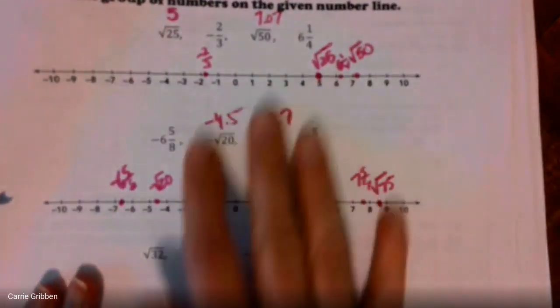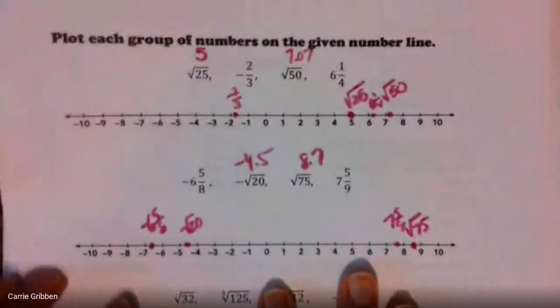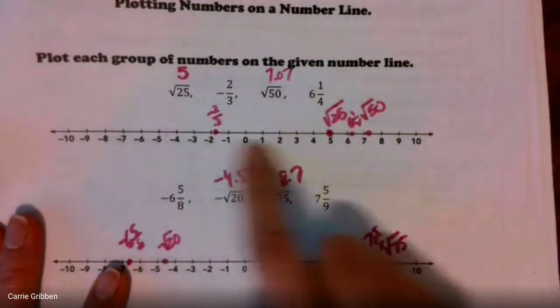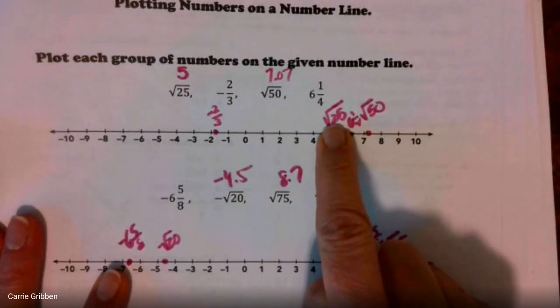One more page, 17. I know you have this all in your green packet of notes anyway, but just to show you how I did a couple of them. Basically, use your calculator to help. Square root of 25 is 5. So I put a dot right on 5, but I label it with the original, so you notice I labeled it square root of 25.